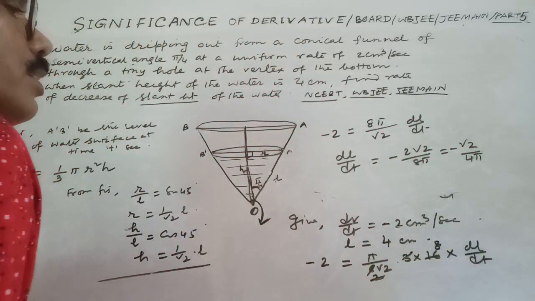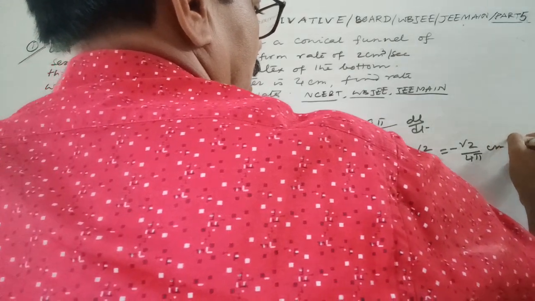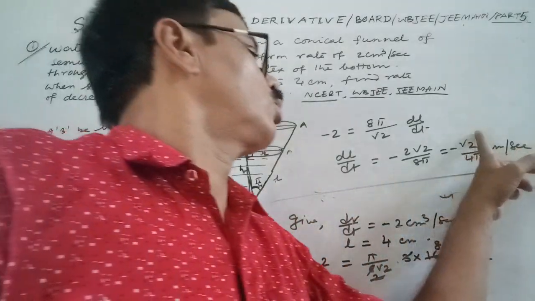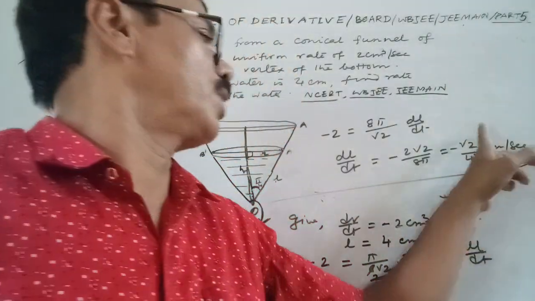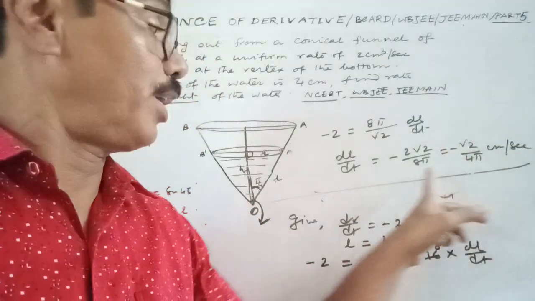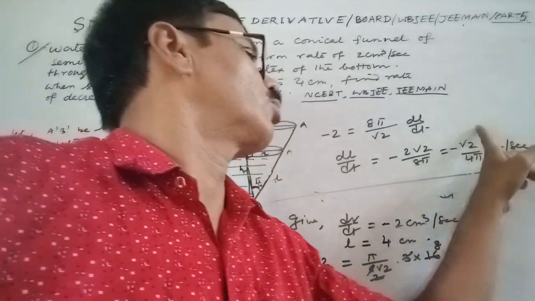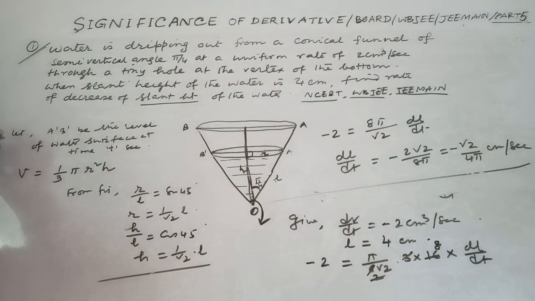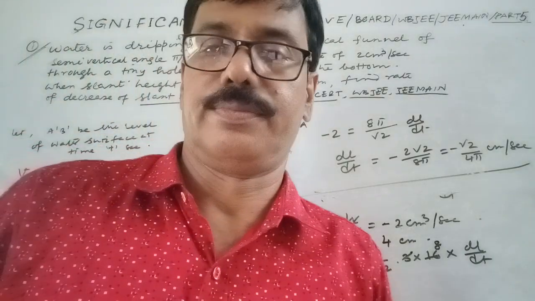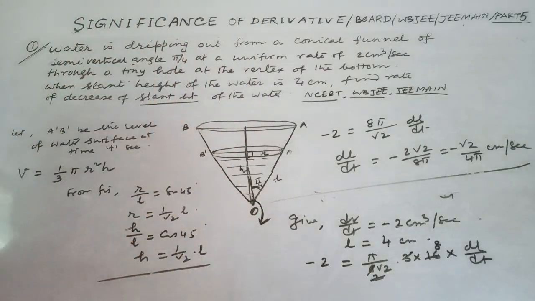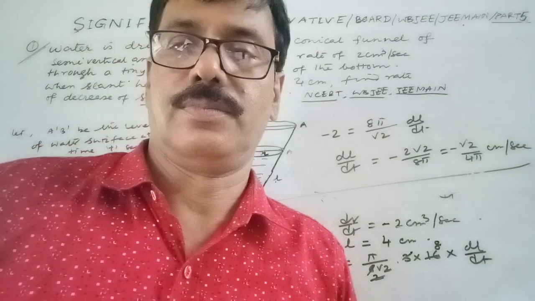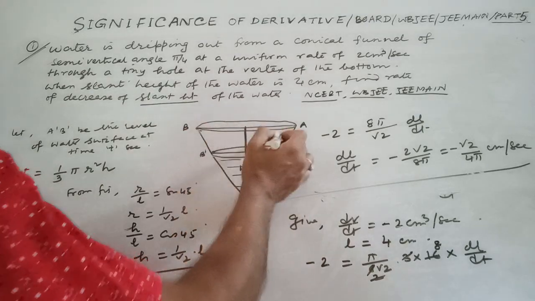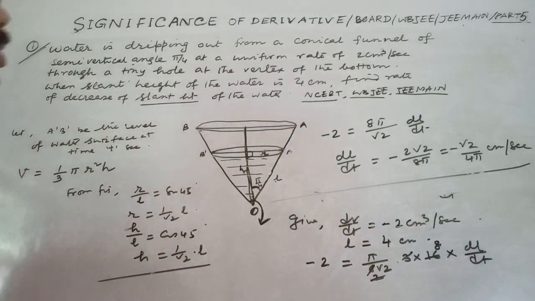So what is unit? Unit is centimeter per second. So rate of decrease of slant height, root 2 by 4 pi. If we say this is rate of decrease, we do not take negative. Rate of change of slant height minus root 2 by 4 pi centimeter per second. So this is overall question of board. It is also problem of competitive exam. Now, look, you formulate the problem and differentiate.